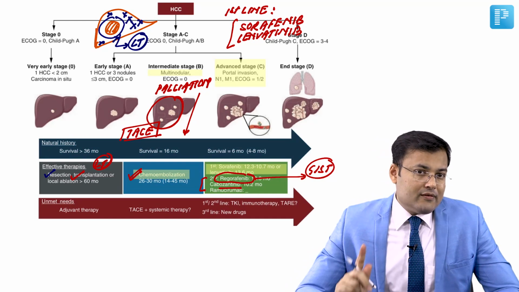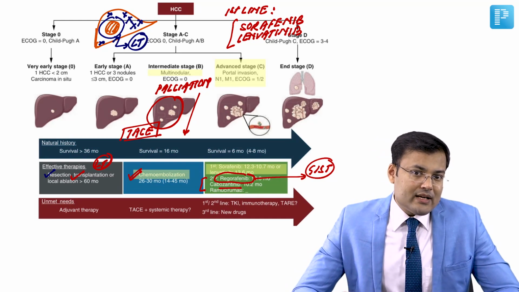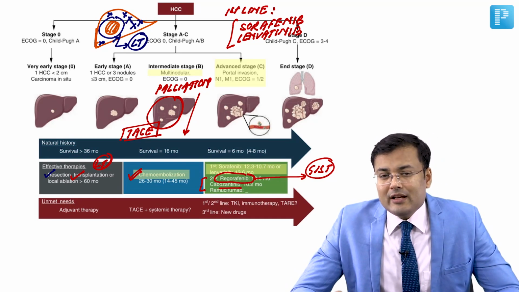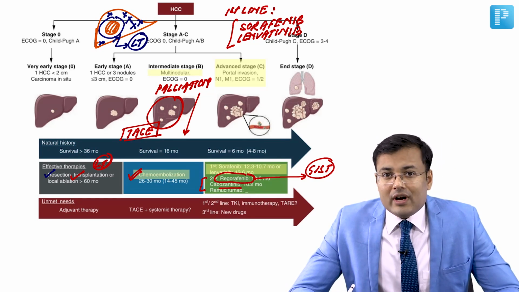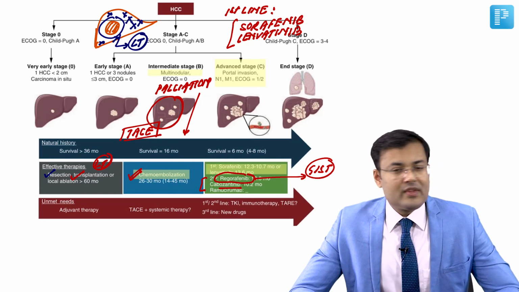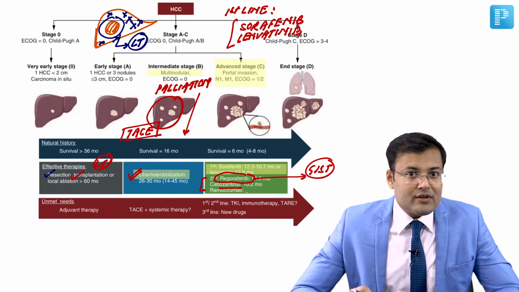So I'm repeating. First line agent in advanced and metastatic HCC, sorafenib. Second agent, lenvatinib. And the second line agents are regorafenib and cabozantinib. Got it? So this is how we manage patients of HCC.